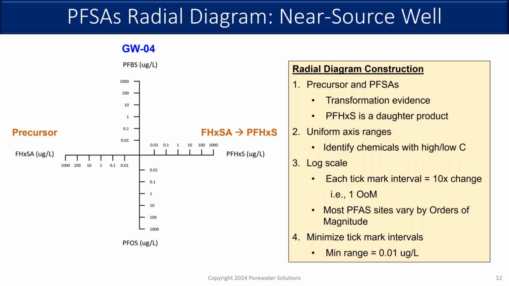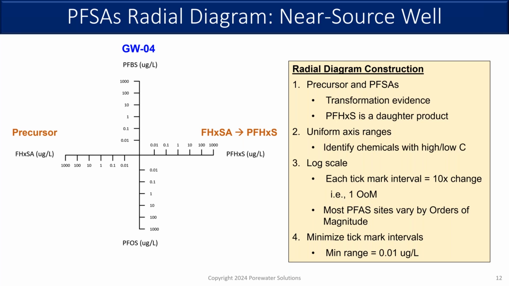So on the left, we've got FHxSA, which is a precursor. And that precursor under aerobic conditions can, not always, but can biodegrade to PFHxS, which is a regulated PFAS compound. So we've got on the right PFHxS, that's the daughter product, if FHxSA is biodegrading. We've also got PFBS on the top, PFOS on the bottom. So the regulated sulfonates and a precursor that can degrade to one of those.